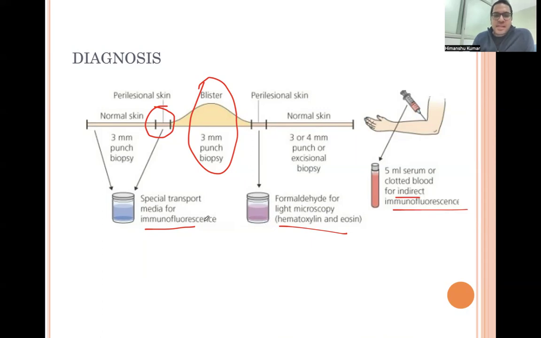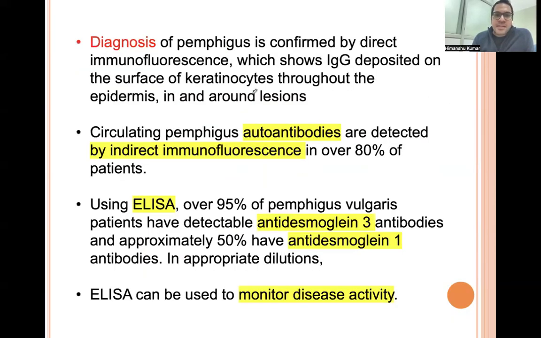The histopathology and DIF immunofluorescence we'll also discuss in the next slide. So diagnosis, again, is confirmed by direct immunofluorescence, which shows IgG deposits on the surface of keratinocytes throughout the epidermis in and around the lesions. Then circulating autoantibodies against desmoglein 3 and desmoglein 1. And then histopathology. This antibody level can also be used to monitor disease activity.